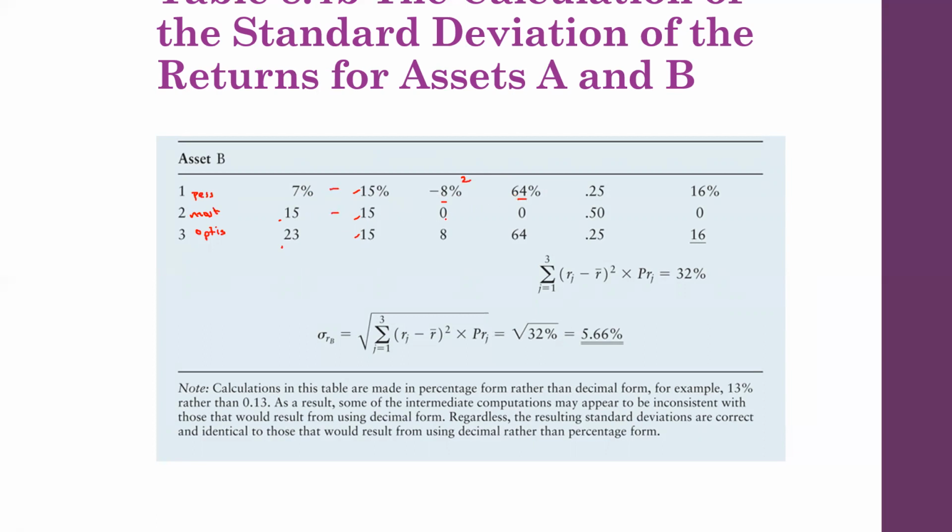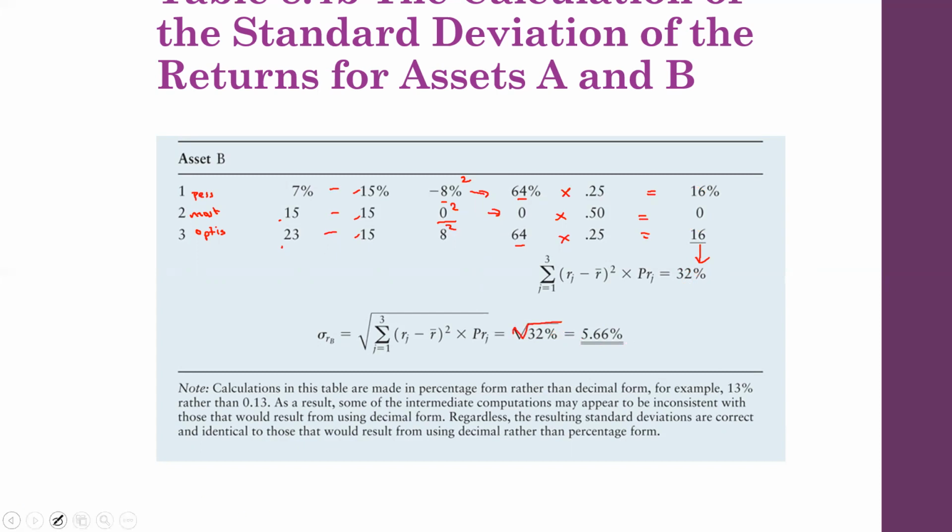15 minus 15 is 0. We're going to square this. We're going to get 0. 23 minus 15, we get 8. We're going to square this and we get 64%. Then now we're going to multiply by the probability, 25%, right? 16, 0, 16. When you sum it, you should get 32. 16 and 16 is 32. Find the square root of 32: 5.6.